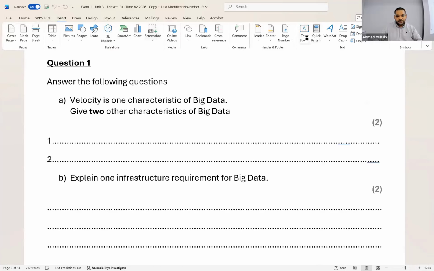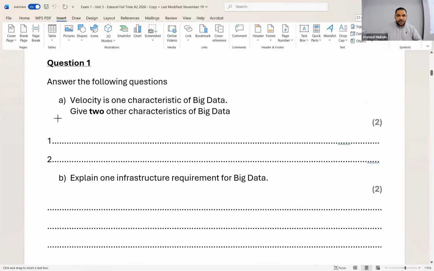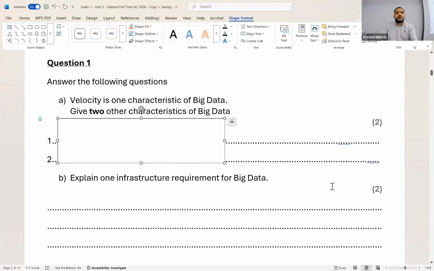What shall we say over here? Velocity is how fast the data is changing. Okay, how fast is it changing? What else do you all know about? You also need to look at volume. How much data is being generated? You also need to look at the types you have. What do we call types? Variety. Okay, is it structured, semi-structured, unstructured?